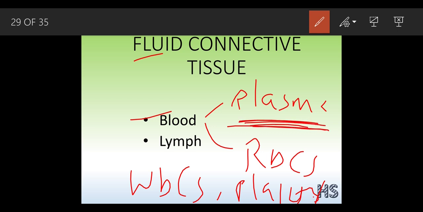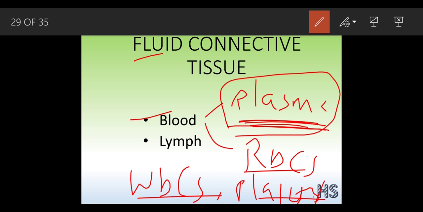Okay, and the liquid part is called the plasma of the blood, and the part which is left is RBCs, WBCs and platelets. Each of the cells has its own function. What is the function of this plasma? See, plasma has many antibodies inside it, which helps our defense mechanism. But this plasma is colorless.